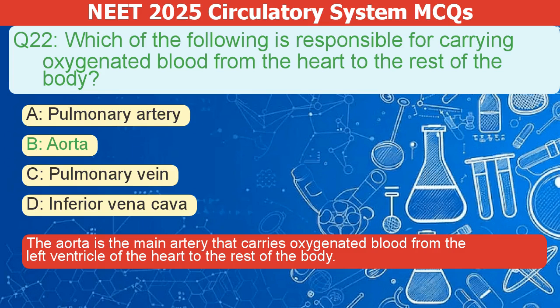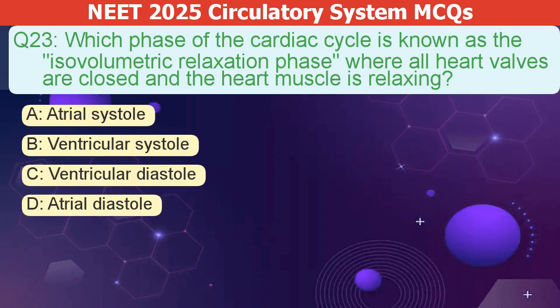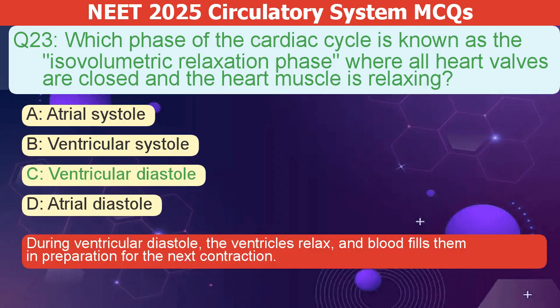of the body. Which phase of the cardiac cycle is known as the isovolumetric relaxation phase, where all heart valves are closed and the heart muscle is relaxing? A. Atrial systole. B. Ventricular systole. C. Ventricular diastole. D. Atrial diastole. The correct answer is C. During ventricular diastole, the ventricles relax, and blood fills them in preparation for the next contraction.